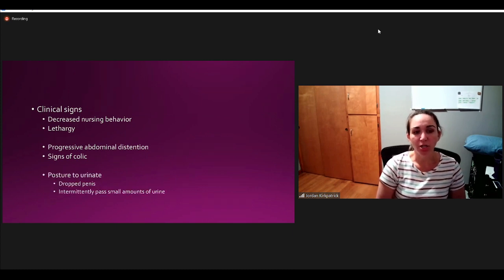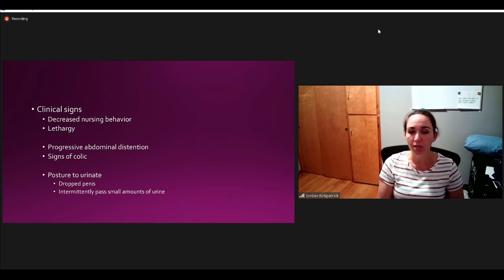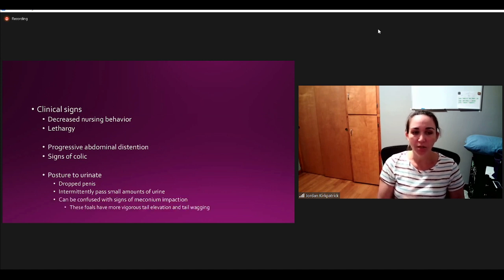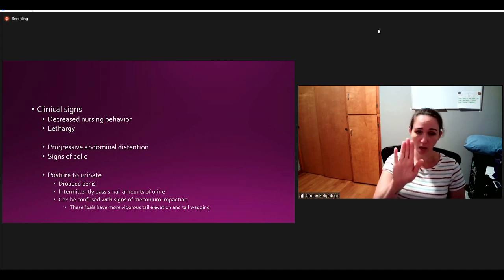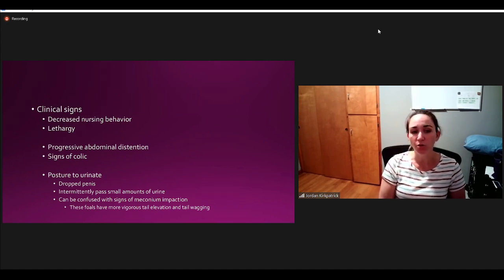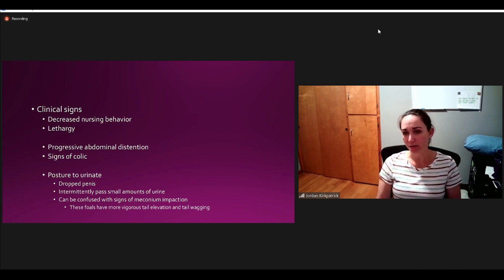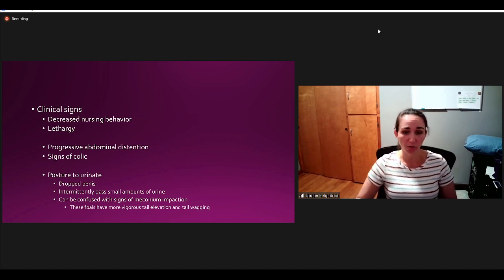They may posture to urinate, so drop their penis. They may be able to pass small amounts of urine. They may constantly try to posture to urinate. And one thing this posture can be confused with is a meconium impaction, which we'll talk about next week as well. But usually with the meconium impaction, the foals will have their tails up and they'll wiggle them a lot, which they don't usually do with a ruptured bladder. They're just posturing to urinate and can't, versus having that stance and also moving their tail back and forth quickly.